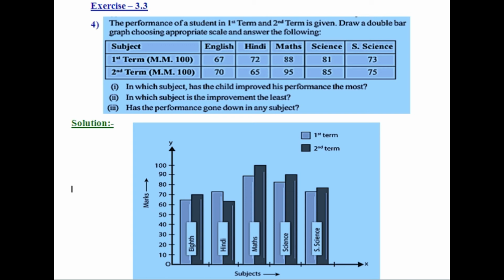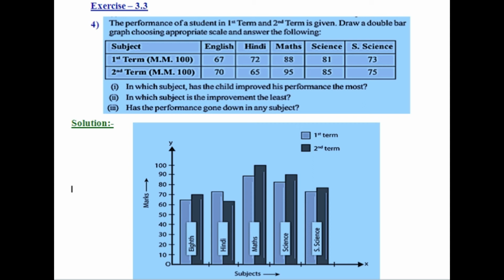After 60 you take 7 small divisions. Then draw the bar. Then the next half unit you take 70, up to 70, that is second term marks. You draw the bar. This is double bar. This is called double bar. Again leave 1 unit. Again you draw the double bar.